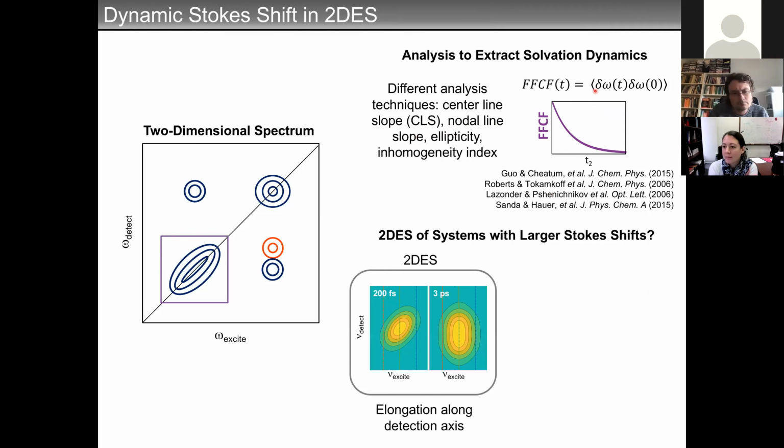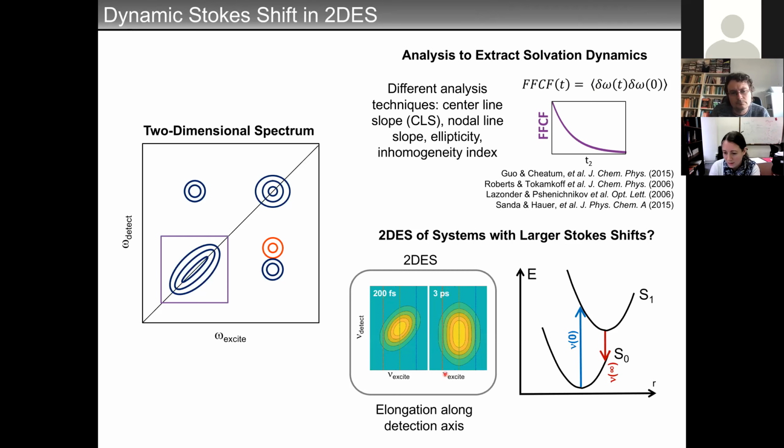But what about 2D electronic spectra of systems with larger Stokes shifts? In this scenario, the Stokes shift will lead to an elongation along the detection axis, right? To consider that a bit more, we can look at this cartoon, where excitation would be the absorption maximum. Once you excite your molecule, it's going to relax, your solvent's going to reorganize, and that's going to lead to a decrease in your energy gap. So this is your Stokes shift, and this leads to a red shift along the detection axis.